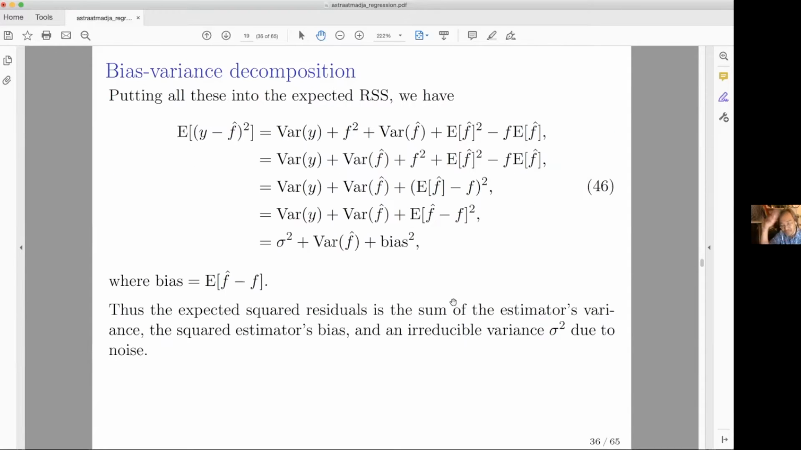Some more derivations. After 5 lines, you can see that the expectation value of the squared residuals can be decomposed into these 3 terms here. There's a bias. Bias is the difference between the value that we infer minus the true value. So it's the difference between the inferred value and the true function, right? And the variance of our estimate.